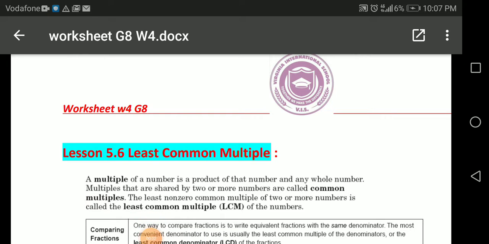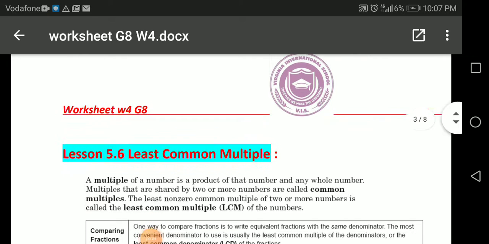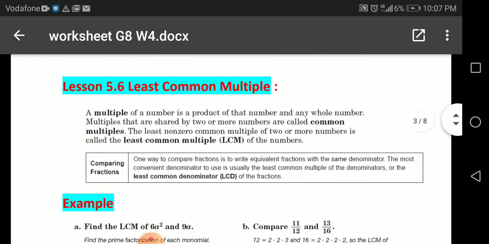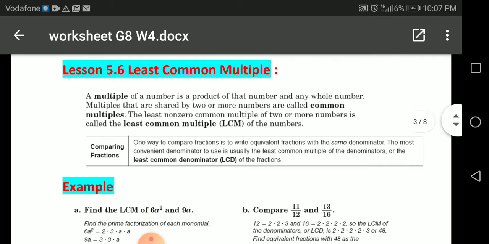I hope you're fine. Today we're going to talk about the least common factor. Remember, we have talked before about the greatest common factor. Now we're going to talk about the least common multiple, and by using variables too. So I have here factorization of the monomials.